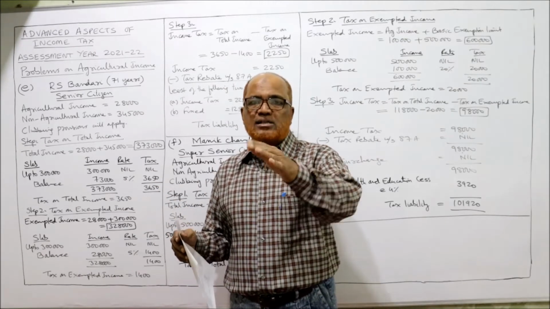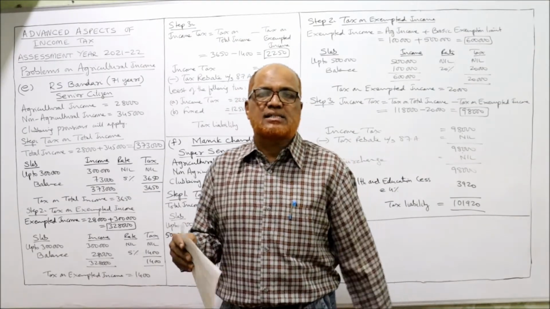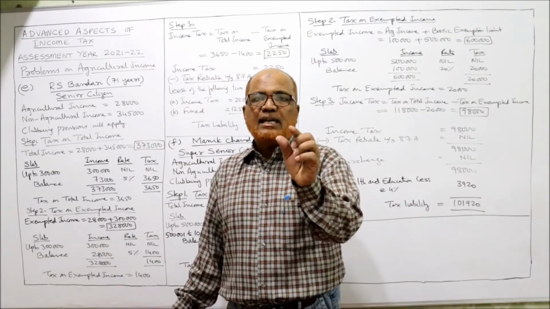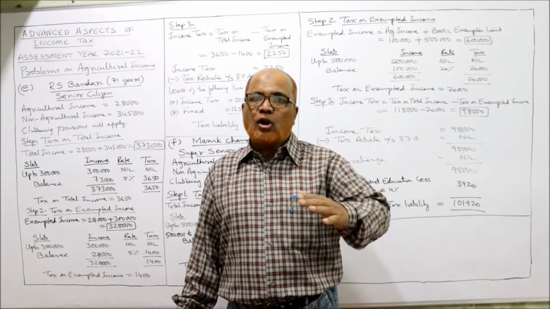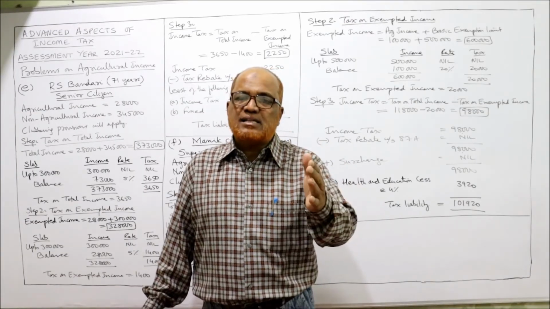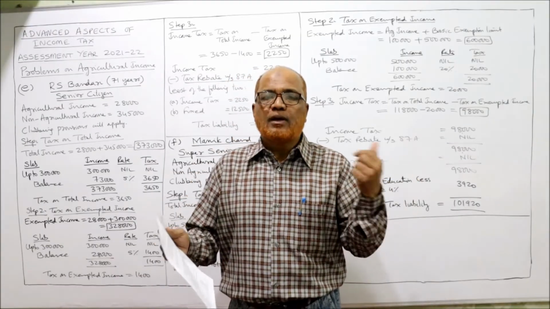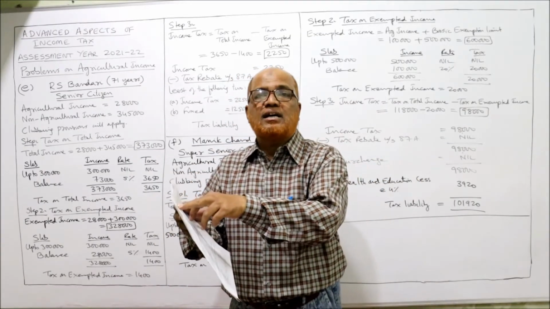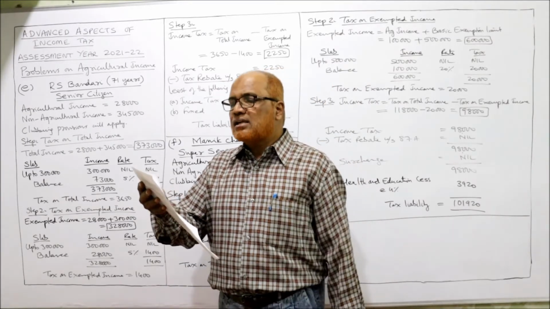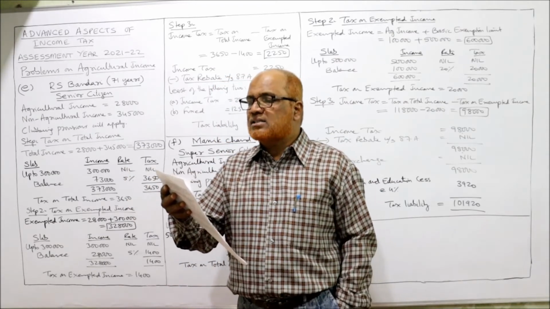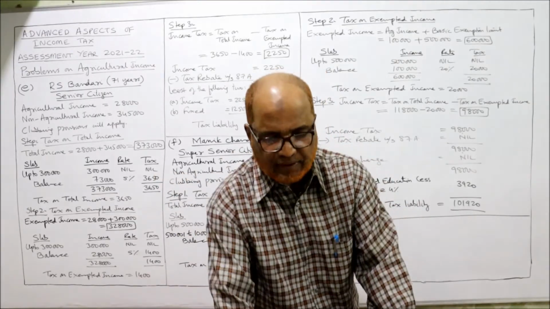Up to 60 years, non-senior citizen. Over 60 years, up to 80 years is senior citizen. For a senior citizen, the basic exemption limit is 3 lakh. For a non-senior citizen, the basic exemption limit is 2,50,000, as we saw in the previous problem. Now in this case, 71 years, senior citizen, so the basic exemption limit is 3 lakh. So the agricultural income of Mr. R.S. Bandari, 71 years, is 28,000 and non-agricultural income is 3,45,000.